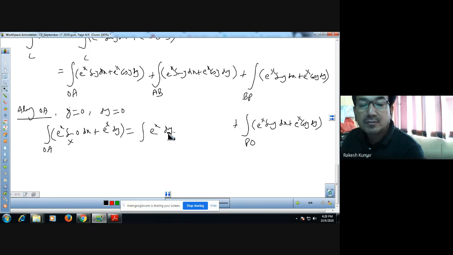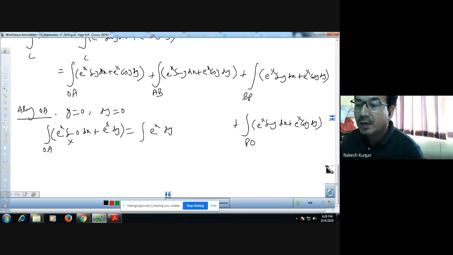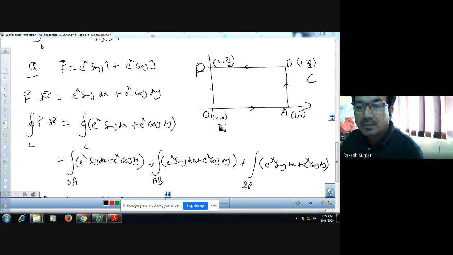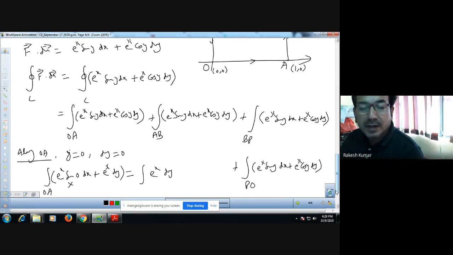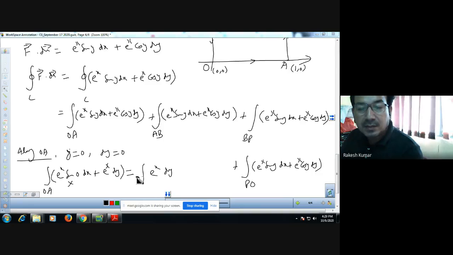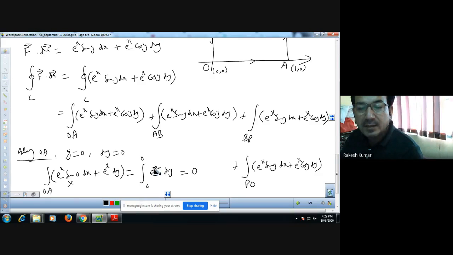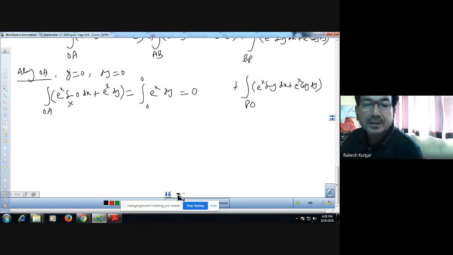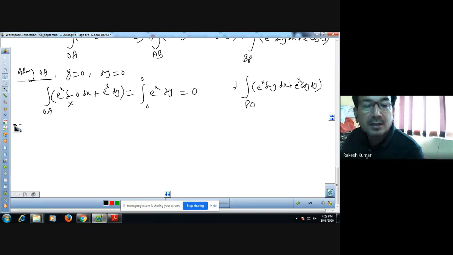What you have to do is write down the limits of y. And along OA, you just see the figure. Along OA, the limits of y are 0 to 0. So if the limits of y are 0 to 0, then it is very much clear that the value of this integral will come down to be 0. So this will vanish.